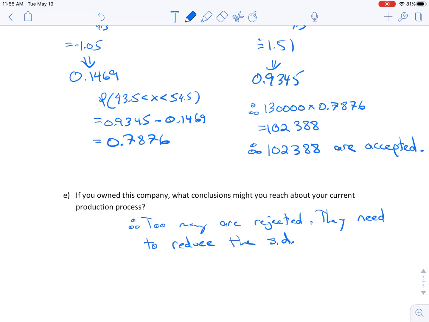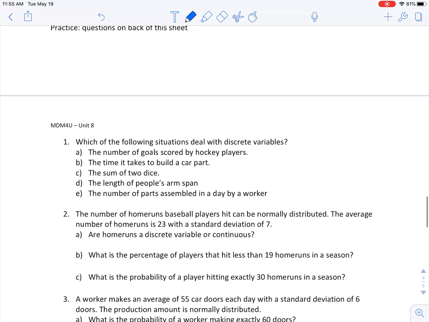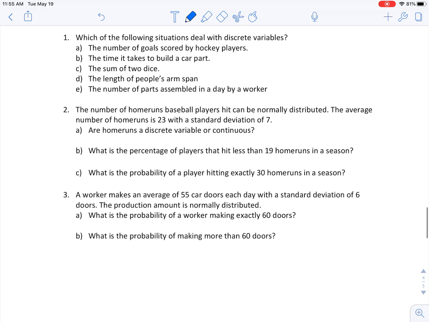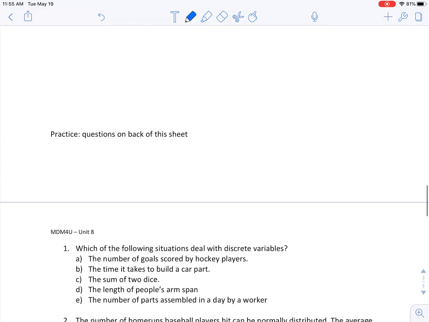Okay, the end. That's the end of this unit, the end of this course. Practice questions for this topic are here. It's not too many. You should get through it pretty quick. And the answers are below on the same page.